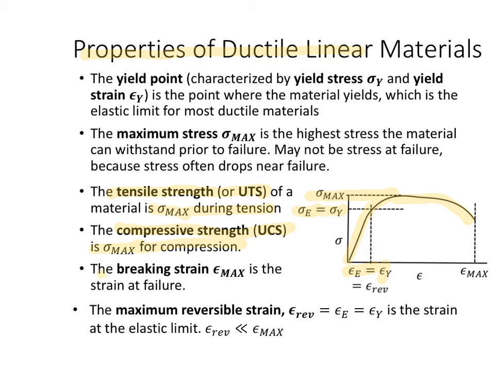Now, another concept is the breaking strain, which is the maximum strain that occurs at failure. This is in contrast with the maximum reversible strain, which is the strain right at the elastic limit. Note that for ductile materials, the reversible strain is much less than the breaking strain because of this long yielding period here. Whereas in contrast, the maximum stress is fairly similar to the elastic or yield stress, that is, at the end of the proportional limit.